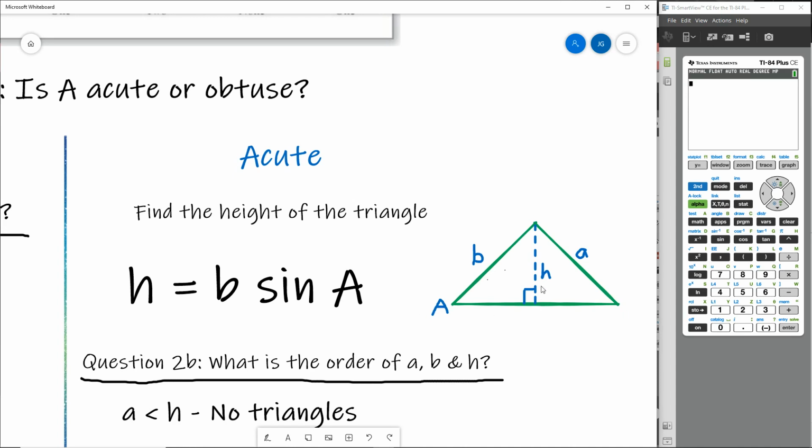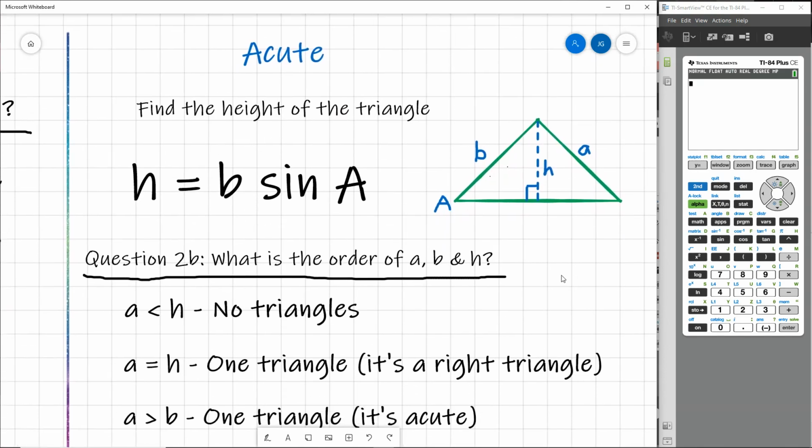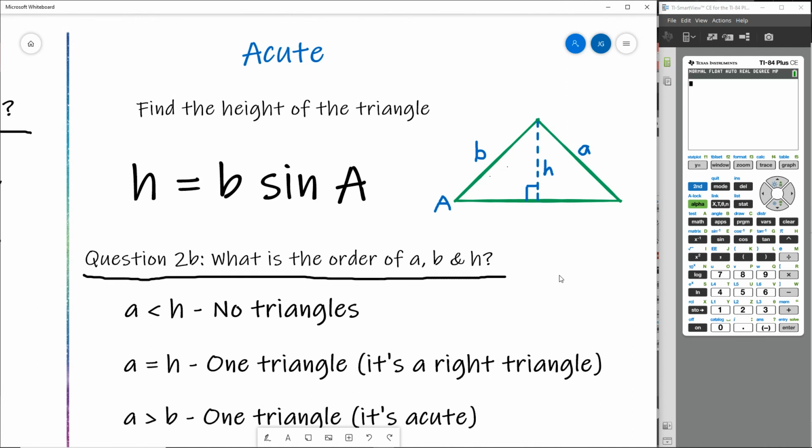So we can use the definition of the sine of A, right? Where sine of an angle here in A, using a triangle, is going to be, in this case, h over b, which is our opposite over our hypotenuse. And then solving for h, we get the formula that h is going to be equal to b times the sine of A. And once we've figured out what h is, our question for this type of triangle, for an angle that's acute, is what is the order of a, b, and h? What are their values relative to each other?